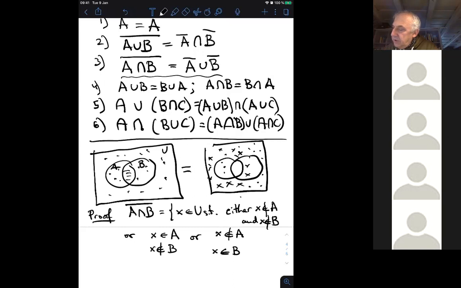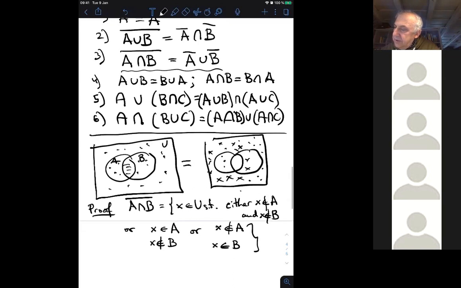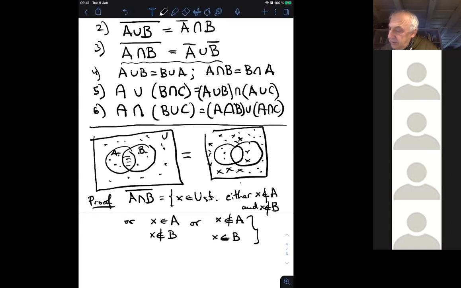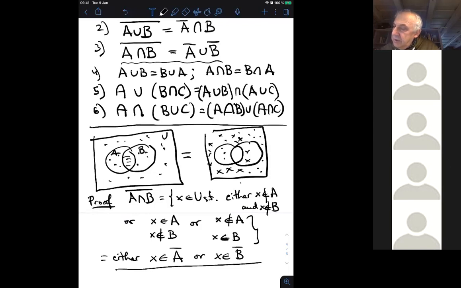So what can we conclude from these three options? That either x lies in the complement to A, or x lies in the complement to B. And that's exactly what the right-hand side of this thing describes. So we're not lying in both A and B simultaneously.